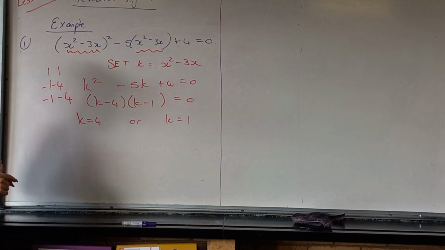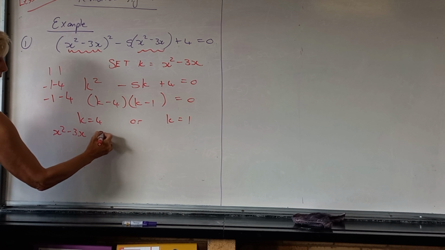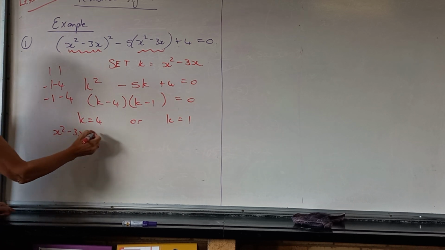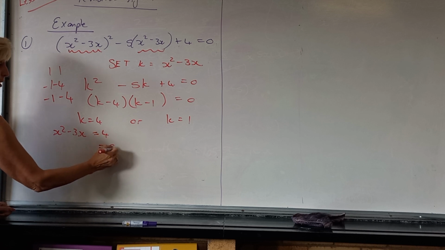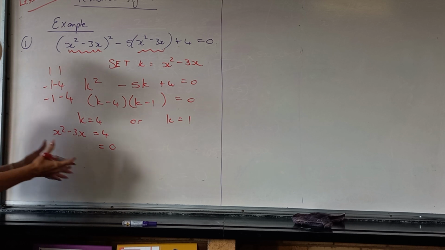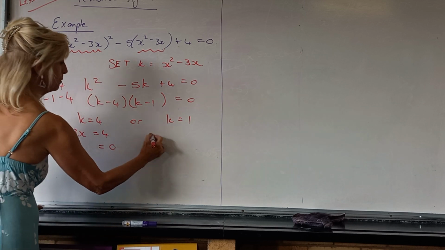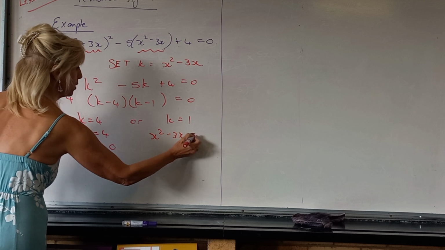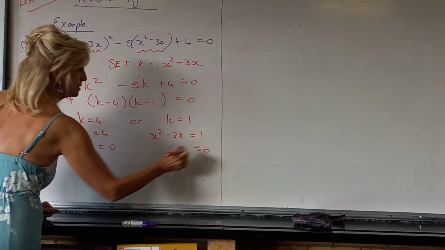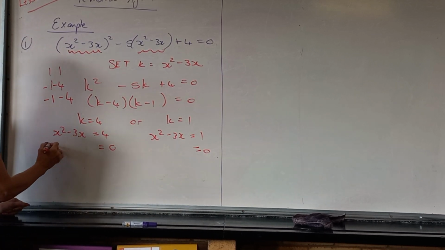Am I finished? No. I'm going to go back and say x squared minus 3x is equal to 4. But what is this? It's a quadratic equation. So it's equal to 4, but I'm going to go equal to 0, because there's another quadratic equation inside of the sum. Pay attention. This one will be x squared minus 3x equal to 1. Again, there's another quadratic equation that I'm going to put equal to 0. So I've got 2 more quadratic equations.